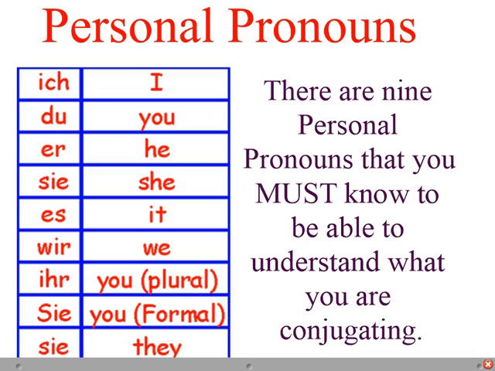At this point, you should have already learned the different forms of you, and you need to be aware of them with conjugation. Again, du is you informal singular. Ihr is you plural. This is also an informal form. And Sie with a capital S is you formal.